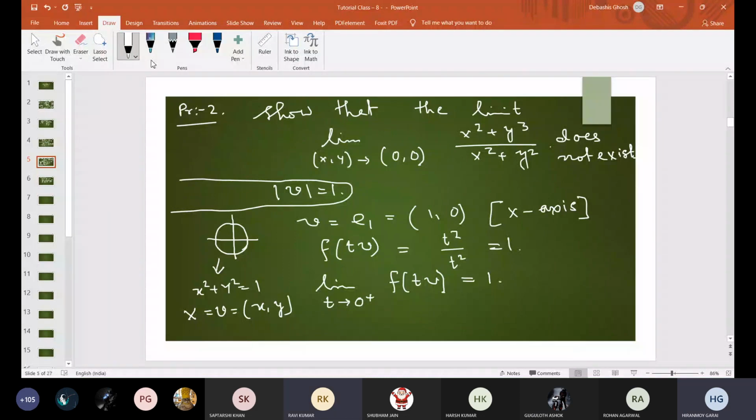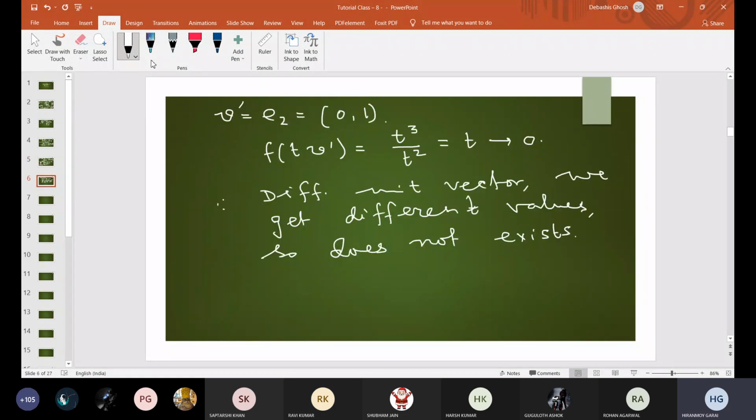First one is your x-axis. Second one we are considering that is of your y-axis.